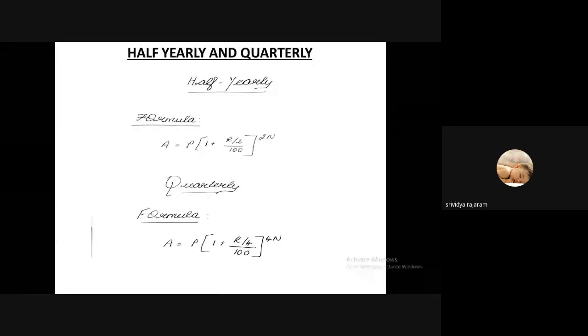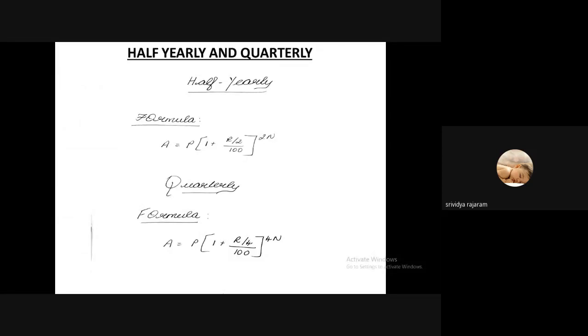The basic formula for compound interest is A is equal to P into 1 plus R by 100. Since they are asking us to find for half year, we are multiplying n with 2 and we are dividing R by 2, because R will be given per annum. But they are asking us to find for half a year. So R by 2. So quarterly is nothing but 4 months, right? 4 months, 4 months, 4 months, 4 months will make 1 year. So we are multiplying n with 4.